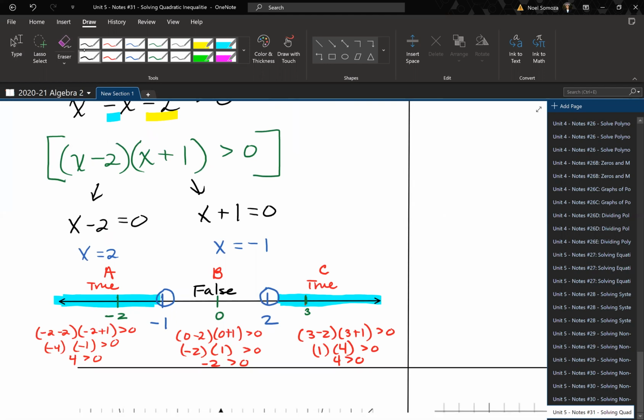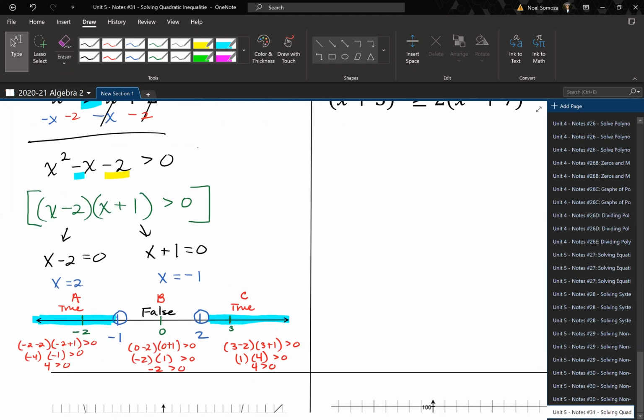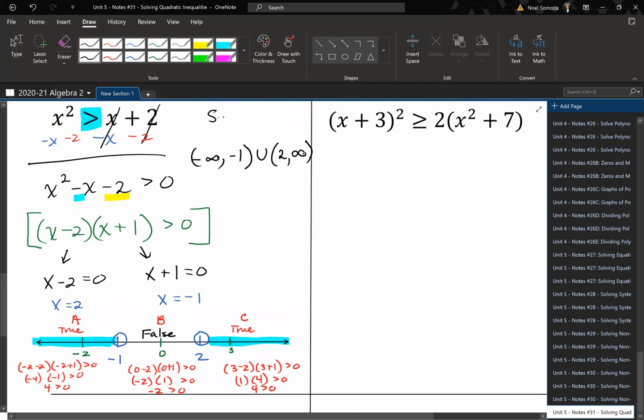So now my solution has to be in interval notation. I would say that it goes from negative infinity all the way till we get to negative 1, but do not include negative 1. So we use parentheses. We have a gap, but then another interval. So I need a union. And then we start at 2, do not include 2, open circle, till you get to positive infinity. So this is my solution. Solution set.